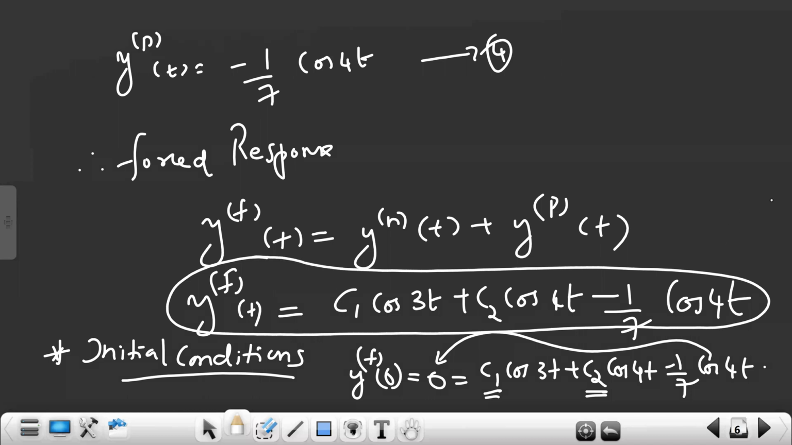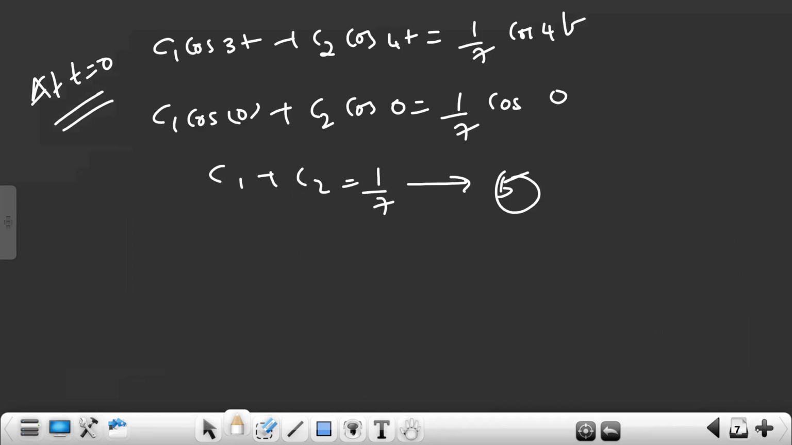Now to find C1 and C2, what will I do? I will apply the initial condition. So I put t equal to 0. And I will take this to RHS because this doesn't have any C1, C2 value, so that it becomes C1 cos 3t plus C2 cos 4t equal to 1 by 7 cos 4t. In that I am going to substitute our initial time t equal to 0 and I will get a linear equation, that is C1 plus C2 equal to 1 by 7. Make it equation number 6.